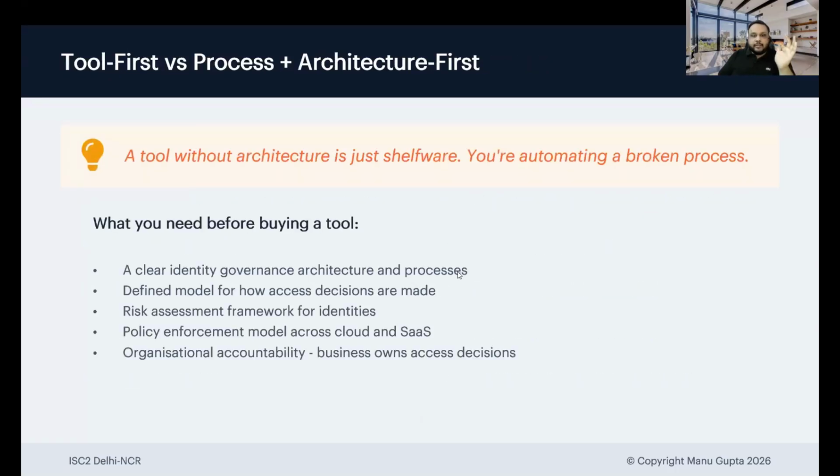And the struggle does not just end there. Now this is the problem, that companies adopt a tool first mindset. They think that they buy an IGA platform, an IGA product, and then they expect that it solves that identity governance problem. But a tool without architecture doesn't really do anything, right? You need a robust governance architecture and processes with a clear model of how the identities are managed, how the access decisions are made, how that risk is assessed, right? And how those policies are enforced. Without that, we are just trying to automate a broken process.